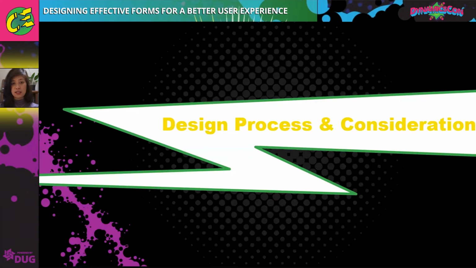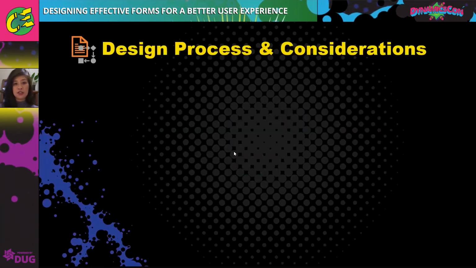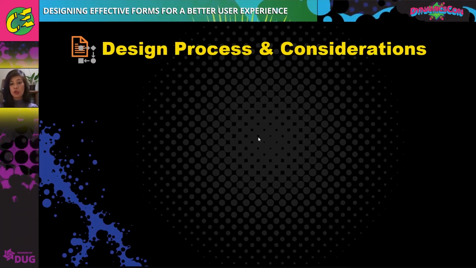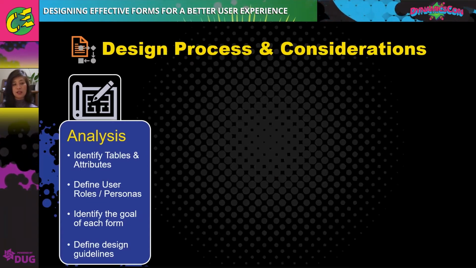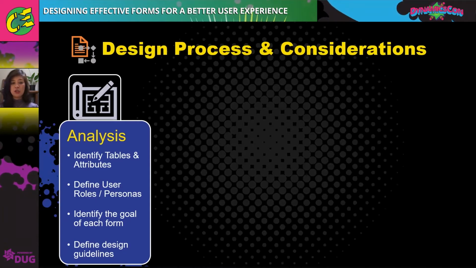So let's dig into our design process and considerations. I split this into four stages. The first stage, when we're doing form design, is of course analysis. In this stage, we identify what are the tables and what are the attributes or columns that we need to design a form for.